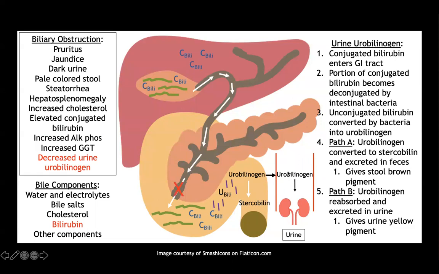If you have an obstruction here, what's going to happen is that you're going to lose all that conjugated bilirubin, and nothing's going to make it into the GI tract. So you will have very low urine urobilinogen levels.